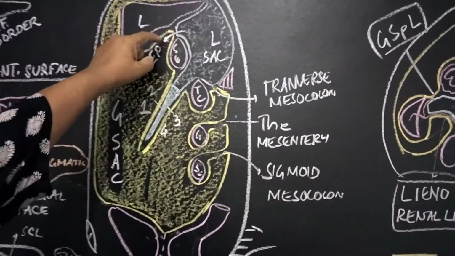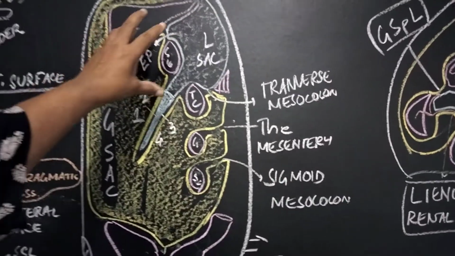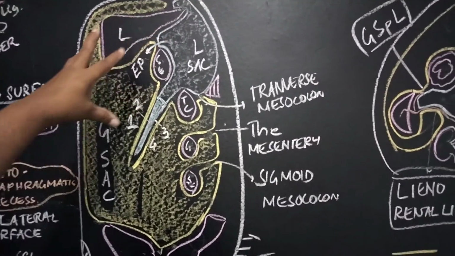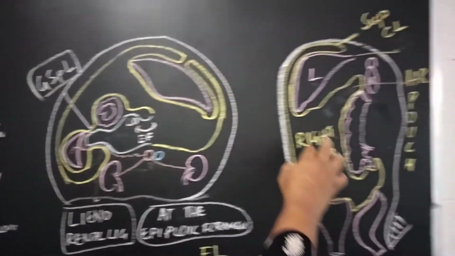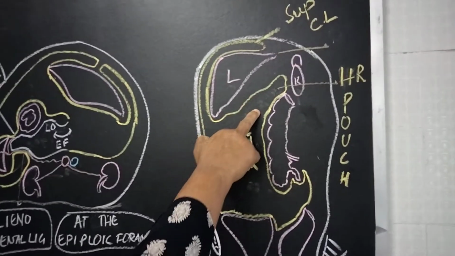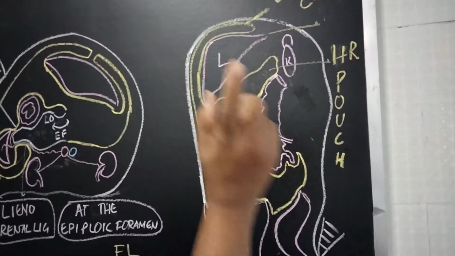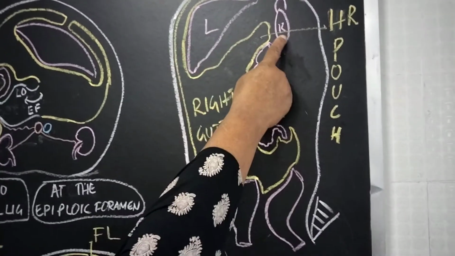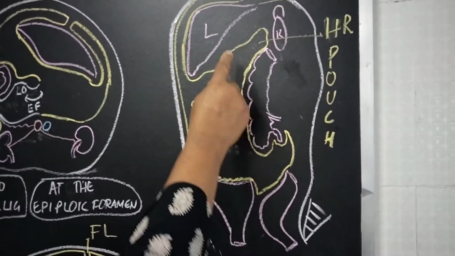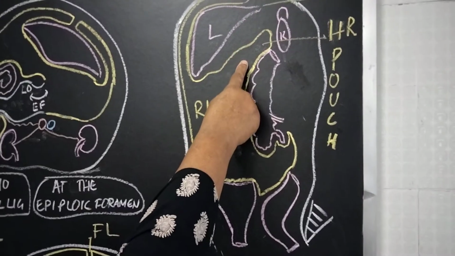So, this is the site through which the communication sets in between the lesser sac and greater sac. Now, where is the hepatorenal pouch? This is the hepatorenal pouch. It is a subhepatic space on the right side between the liver and the kidney. This reflection is called the hepatorenal pouch of Morrison.